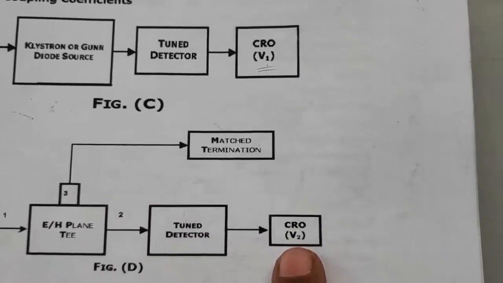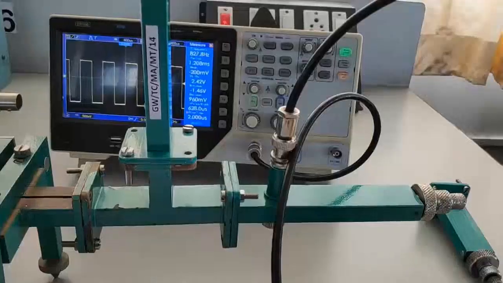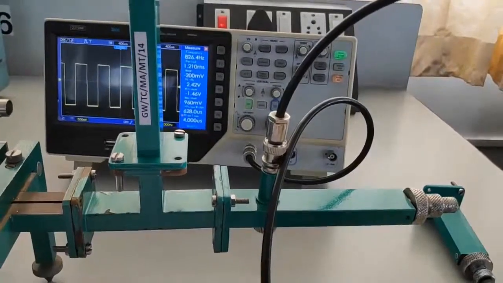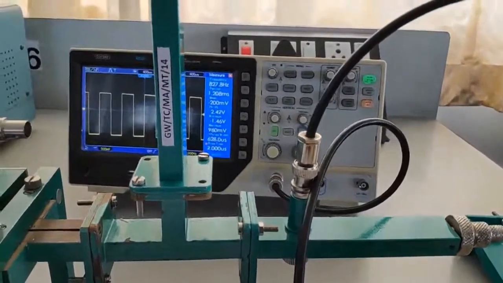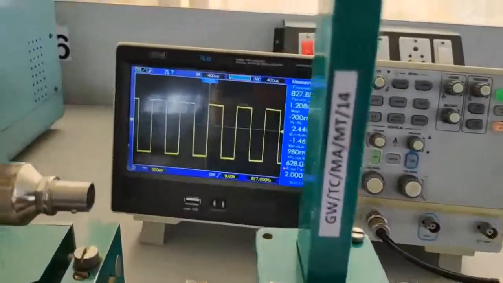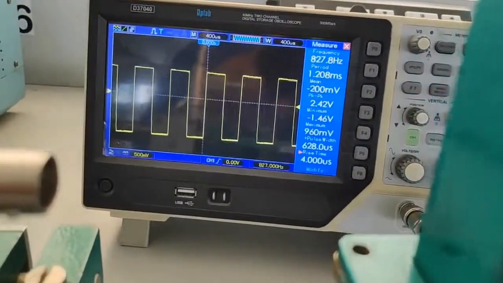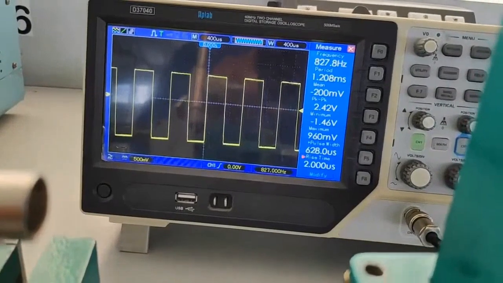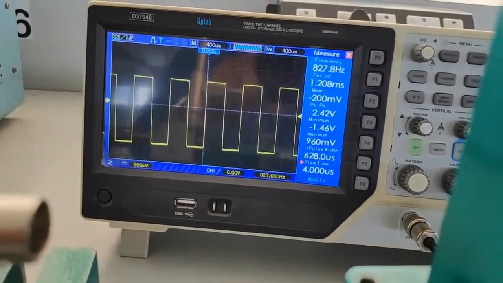V2. Okay. So I have removed the match termination connected to port 2, and I have connected the detector mount, and I will measure the voltage V2. So what is the peak to peak voltage there? That is 2.42 volt, which is our voltage V2.